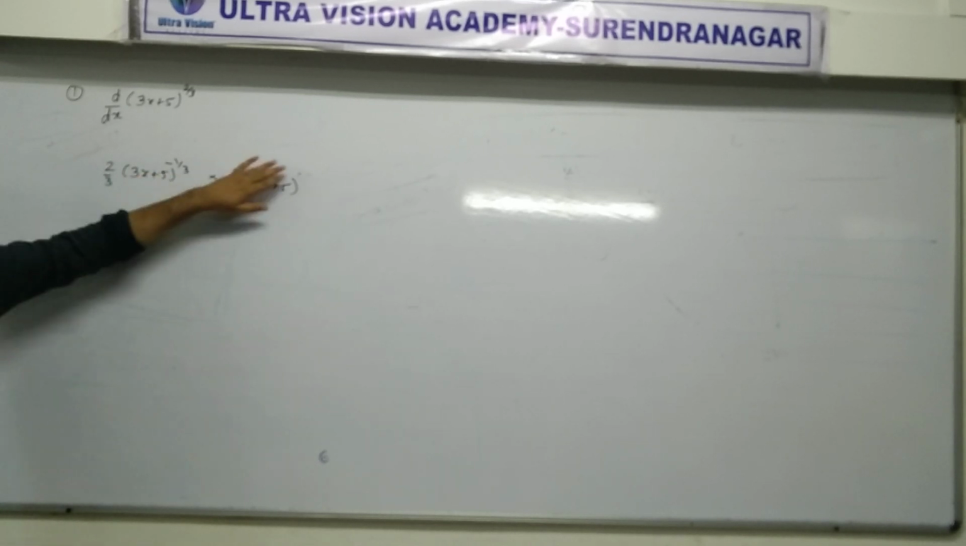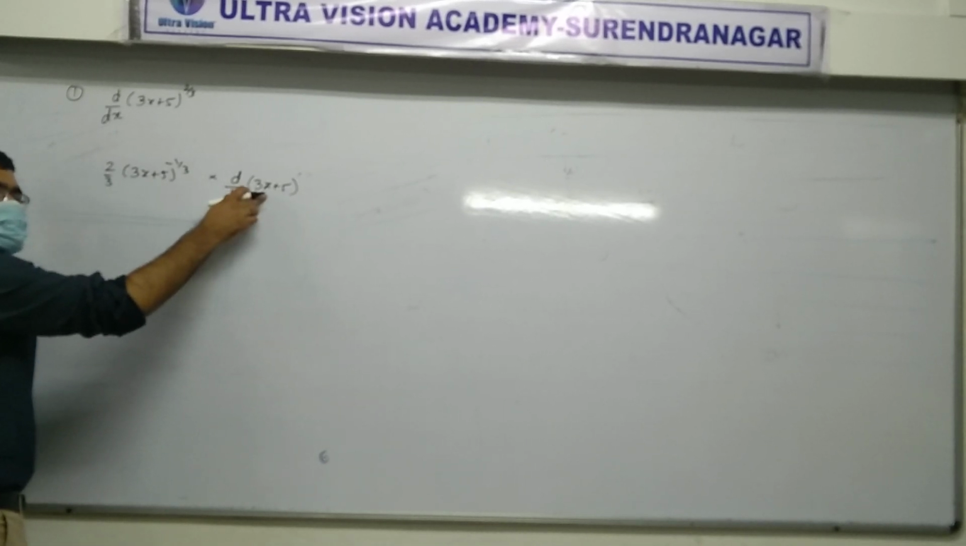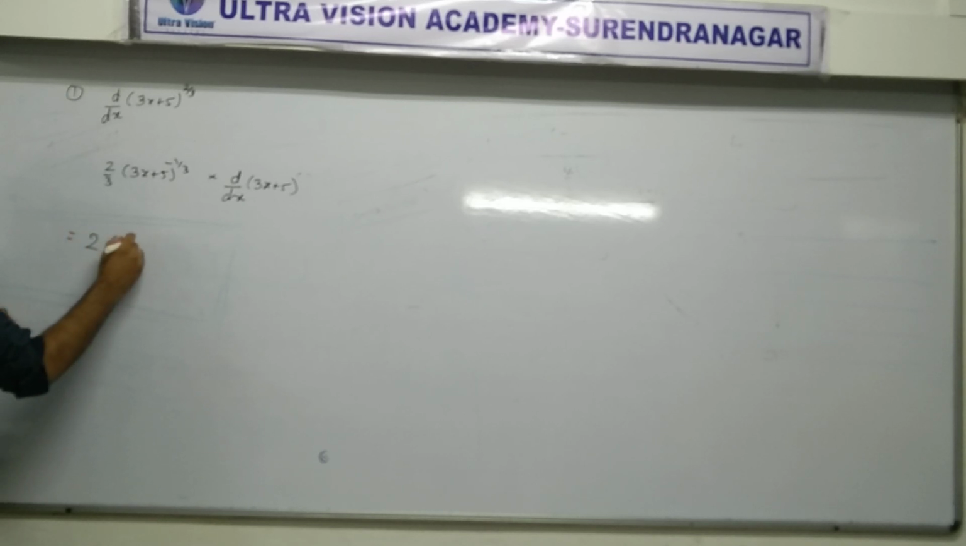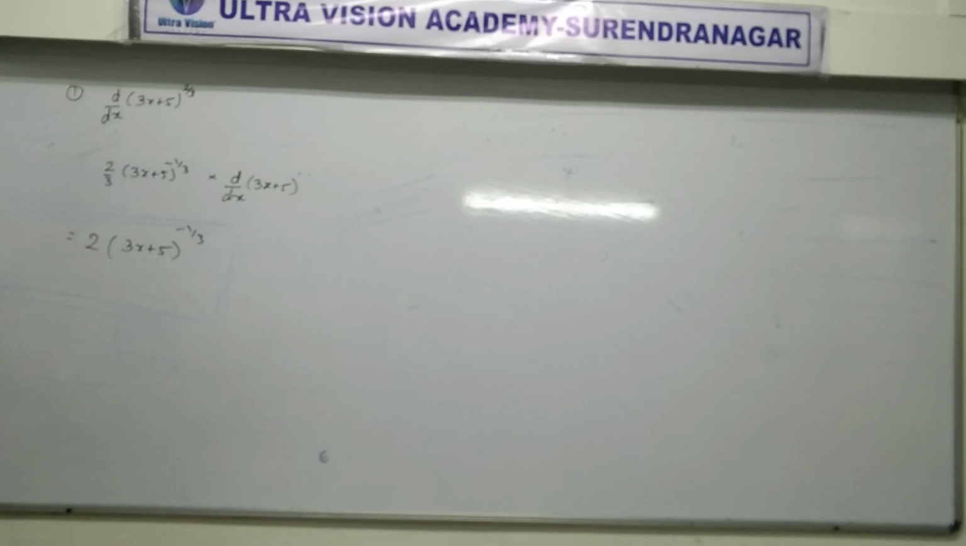You got through half of the bit, right? Next time I'm sure you'll get to the end. Okay, so this is what we get. And the final answer will be, differentiation of this is 3, so that 3 will cancel this 3. And the final answer will be 2 times 3x plus 5, the whole raised to minus 1. Who got this answer? Okay, very good.